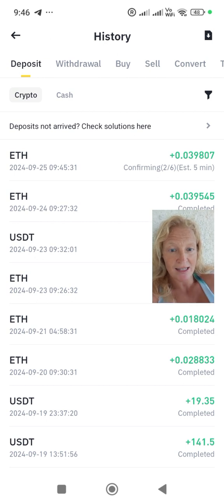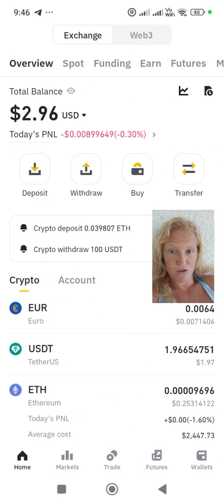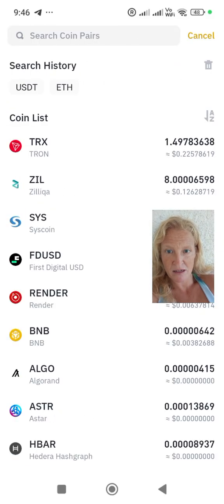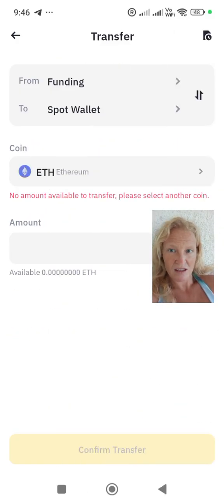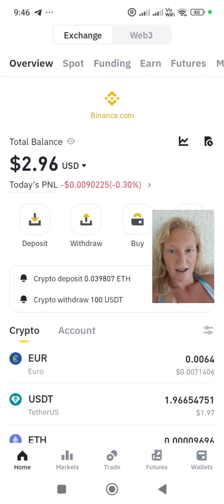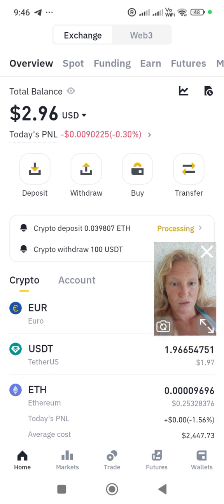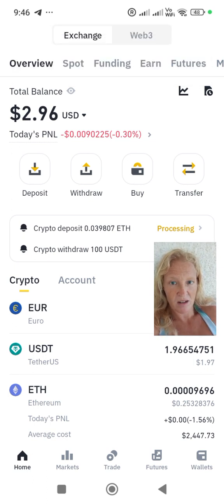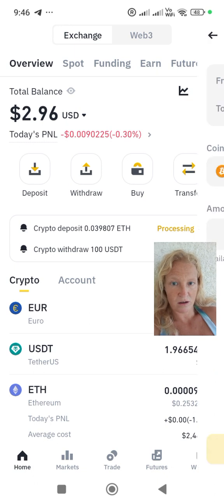Usually it gets locked inside of Binance, so you can already sometimes use it to transfer that money, sometimes not, it depends. And so there's no amount available yet, so you have to wait for the processing. And soon it will be processed, but it's already coming in saying yes, now you have Ethereum deposit successful, showing up.